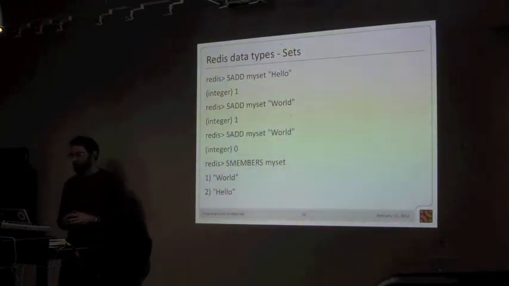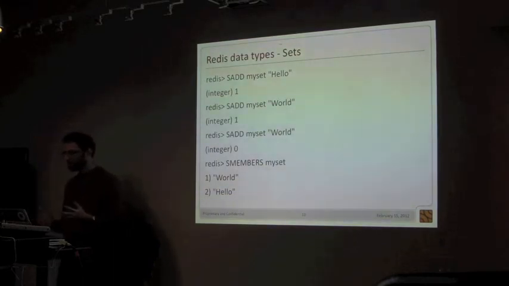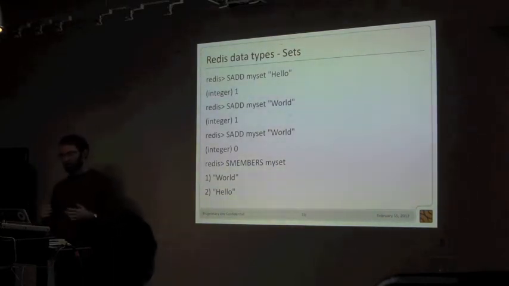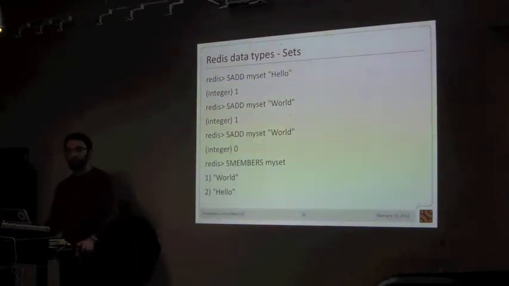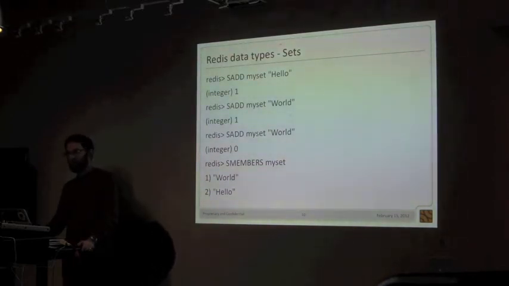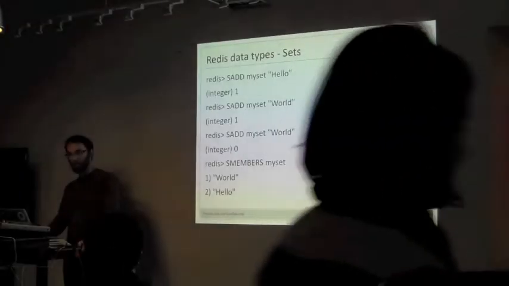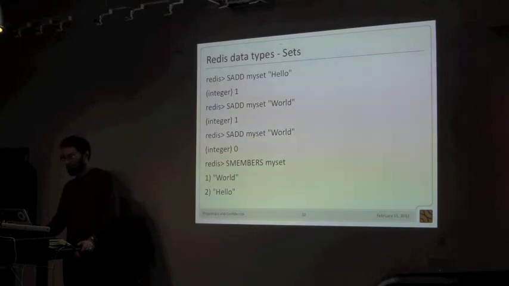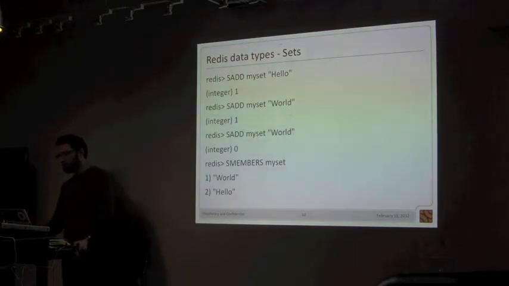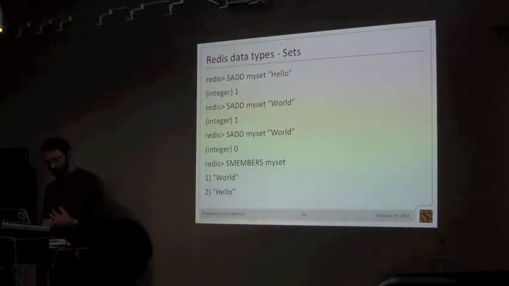Redis also gives us sets, so I can put things into a collection. Here I'm putting the words hello and world into my set called my set, and you can see I put world in there twice, but you're either in the set or you're not. So the second addition of the word world doesn't do anything. And then I can pull back the members of the set, and you can see it shows me hello and world. Redis also provides us with very nice set operations. So I can do intersection between sets, I can do unions of sets, and I'll show you that in just a little bit as well.